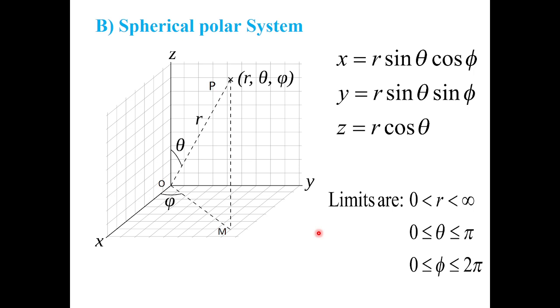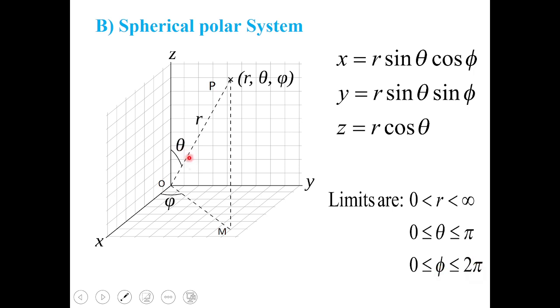where r, theta, phi will be the coordinates. As you can see, the value for x is r sin theta cos phi, y is equal to r sin theta sin phi, and z is equal to r cos theta. The limits for r we are taking from 0 to infinity. Sometimes it is considered as minus infinity to plus infinity also. Theta is from 0 to pi, and phi is from 0 to 2 pi.